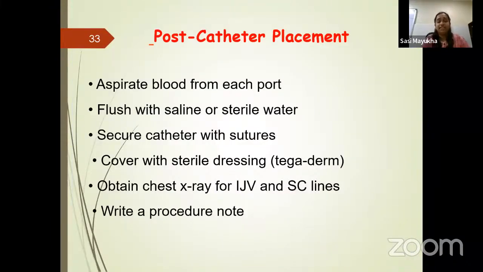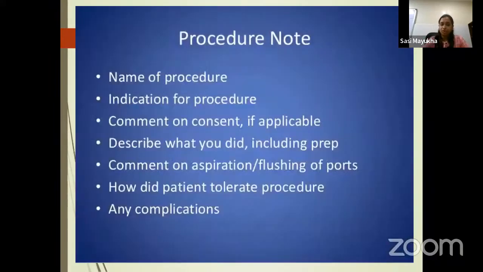So after we have placed the catheter, what are the post-catheter placement steps? Aspirate blood from each port and check. Flush with saline or sterile water and do not use heparin. Secure the catheter with sutures. Cover with sterile dressing. Obtain a chest X-ray for IJV and subclavian lines and write a procedure note. So always remember, after placing all these, the procedure note and documentation are very important. The name of the procedure, indication, and how many pricks you have done should also be mentioned.